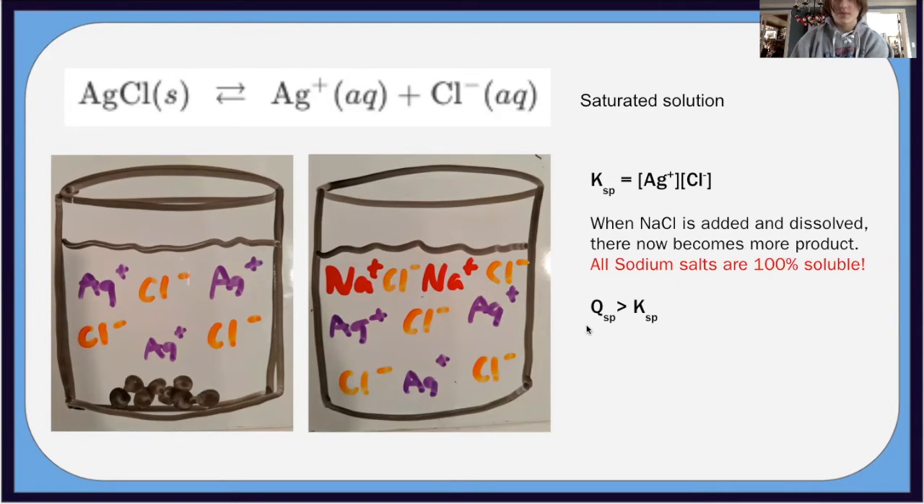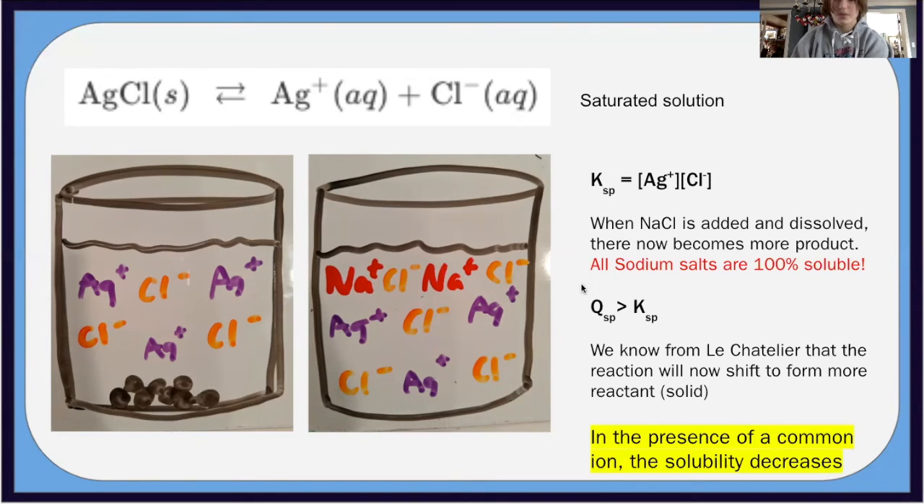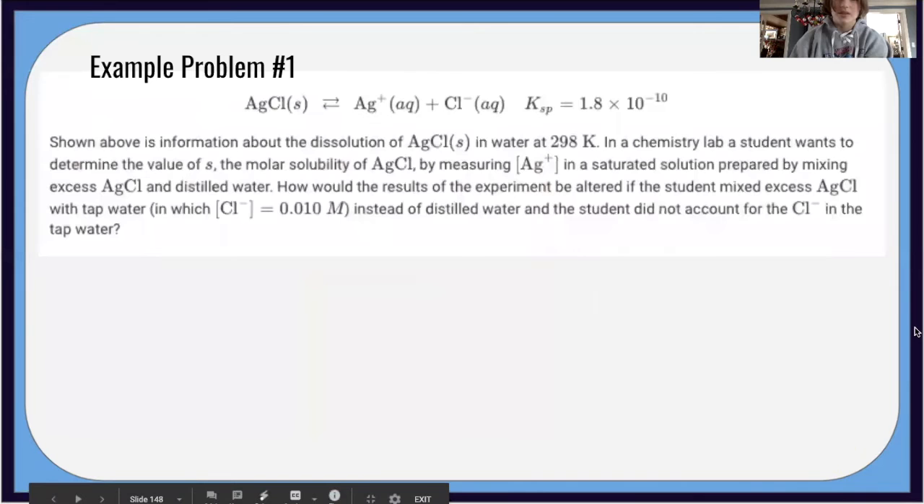So at this point, the reaction quotient, QSP, is bigger than the solubility constant, KSP. And we know from Le Chatelier's principle that the reaction will now shift to the left and form more solid because the solution is oversaturated with chloride. But the sodium chloride kind of replaces the silver here because it is more soluble. So in the presence of a common ion, the solubility decreases.